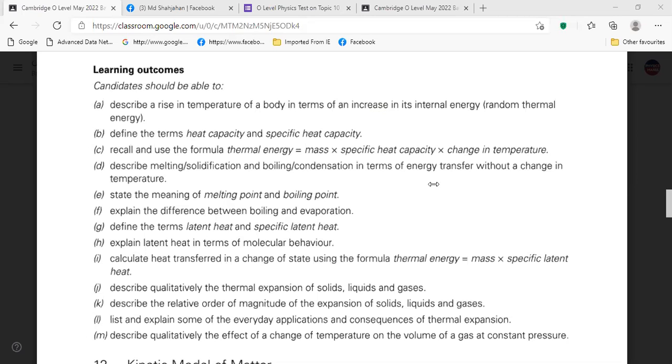Sir, the SI unit is joules per Kelvin. Why Kelvin? Because Kelvin is the SI unit of temperature. That's why the SI unit of heat capacity is joule per Kelvin. If we think of other units, that is joule per degree Celsius.